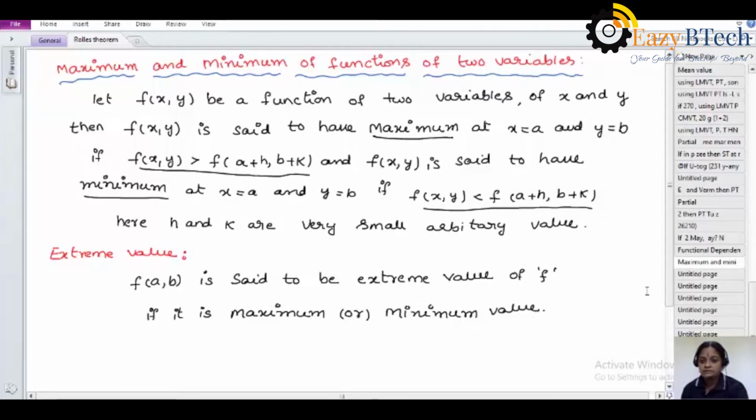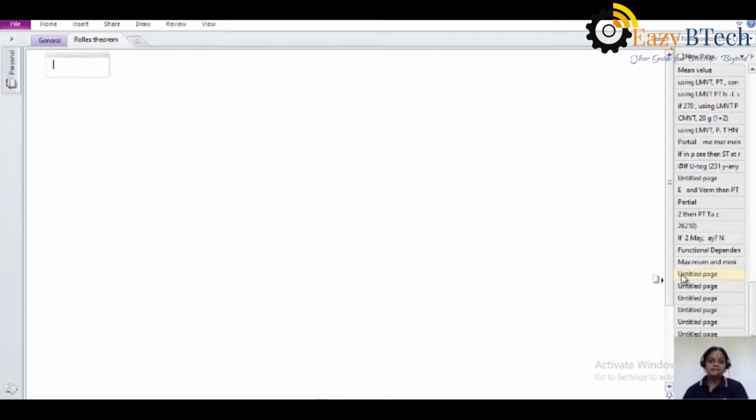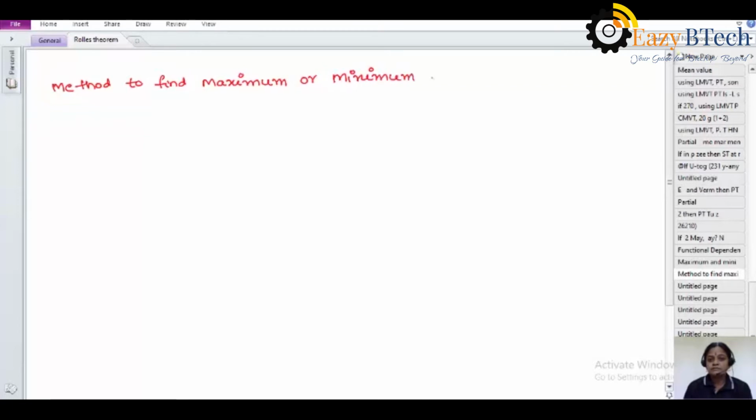Okay, so now the working procedure, or method, to find the maximum or minimum value of f.